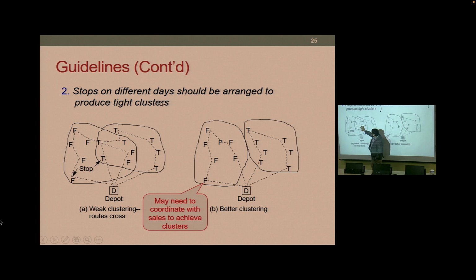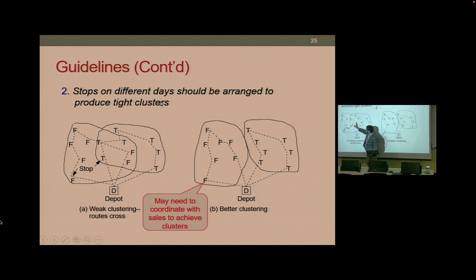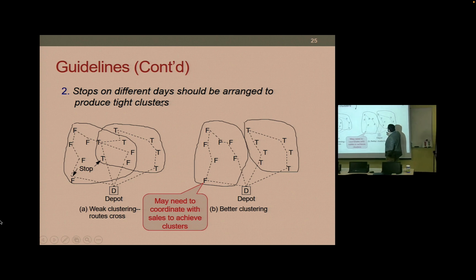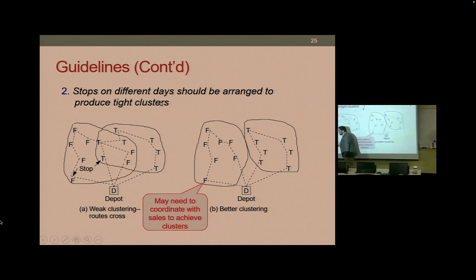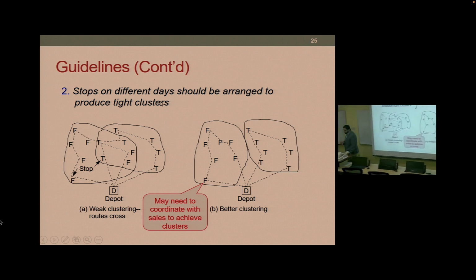This is not good. You should either visit these customers on Thursday or Friday. This here is a better solution, where you go here on Friday and you go there on Thursday. There's no overlap and crisscrossing. So if you can avoid overlap and crisscrossing, you're usually going to end up with better routes.